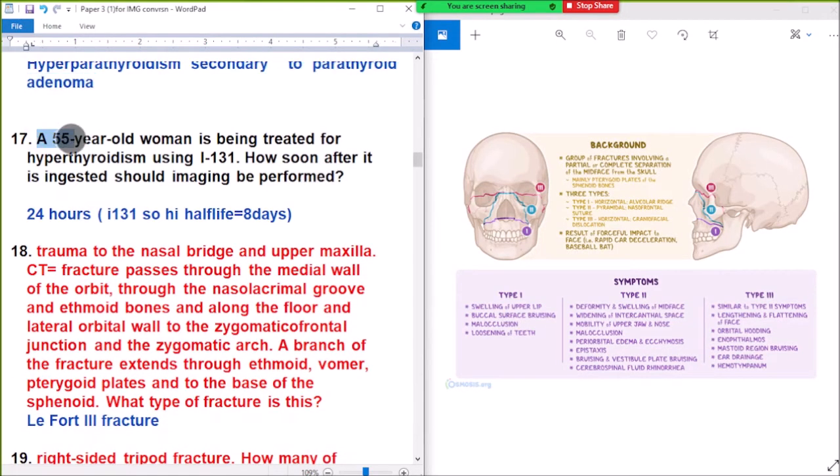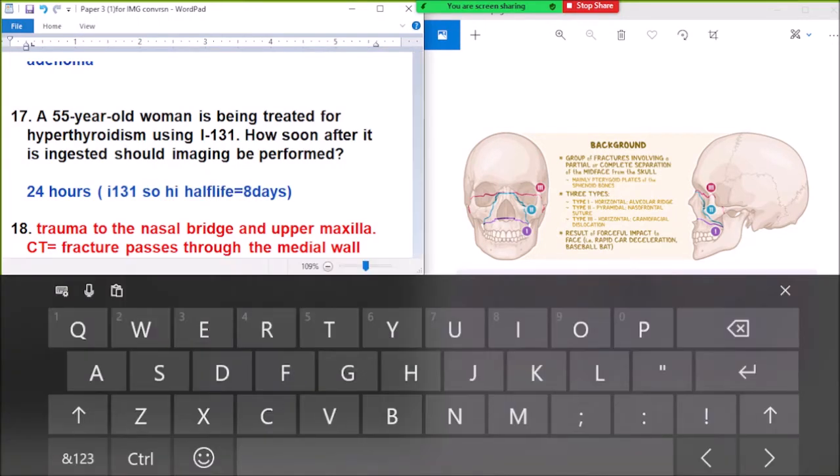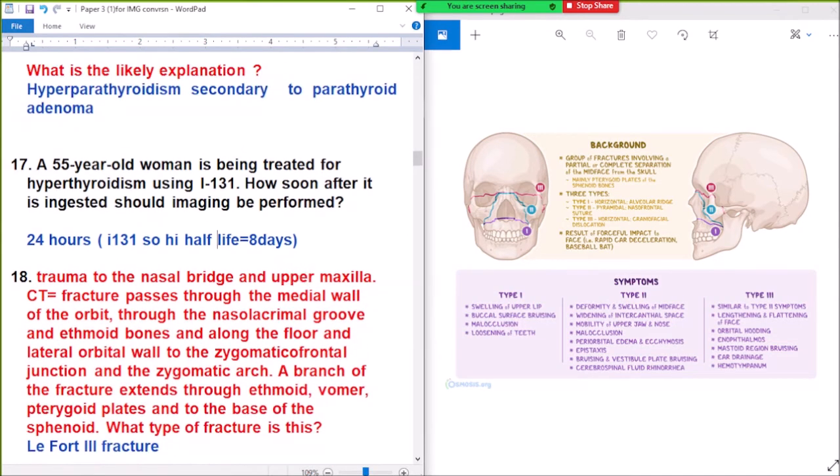Question number 17. A 55-year-old woman is being treated for hyperthyroidism using iodine 131. How soon after it is injected should imaging be performed? 24 hours. Remember that iodine has a long half-life of about 8 days. So since it has such a long half-life, how soon after iodine is ingested should imaging be performed? 24 hours, at least 1 day.